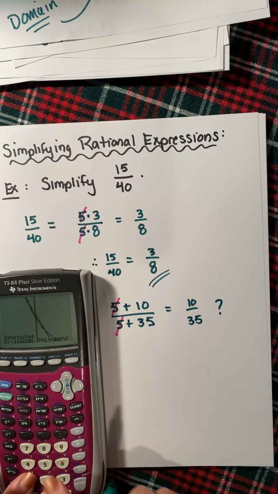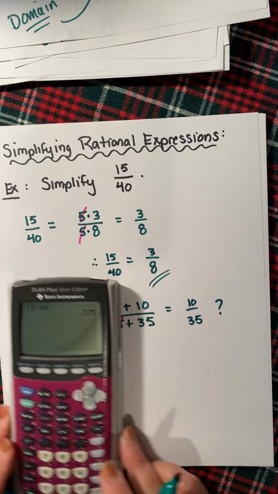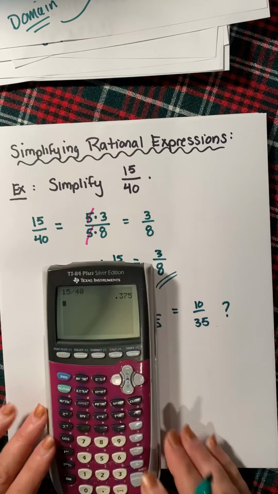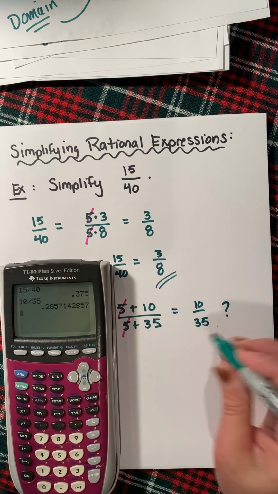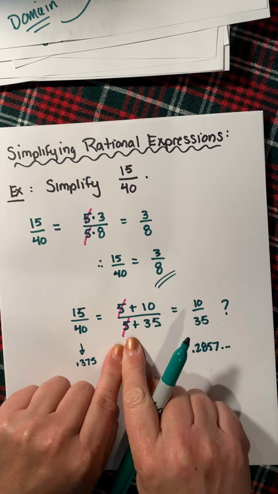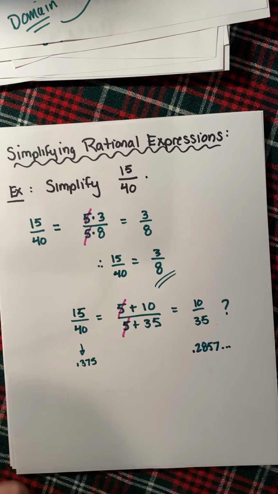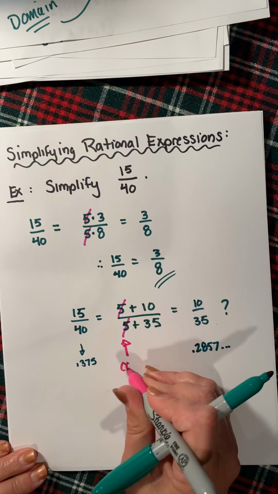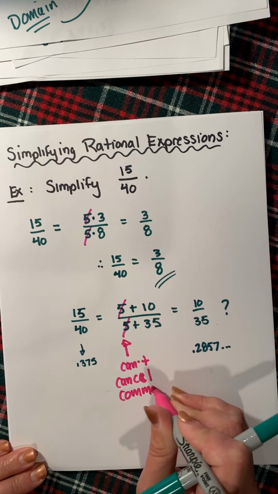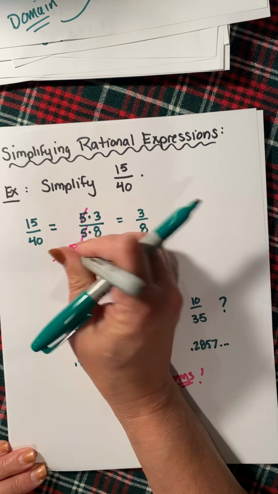But if I do 15 divided by 40, I get 0.375. And 10 divided by 35 is 0.2857 forever. So these are not equal. You may not do this. You cannot cross off these 5s. Even though going from here to here is true, you may not cancel these common 5s out because you can't cancel out common terms. Right? This is a common factor.